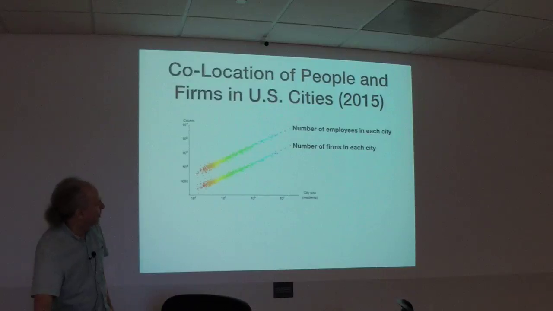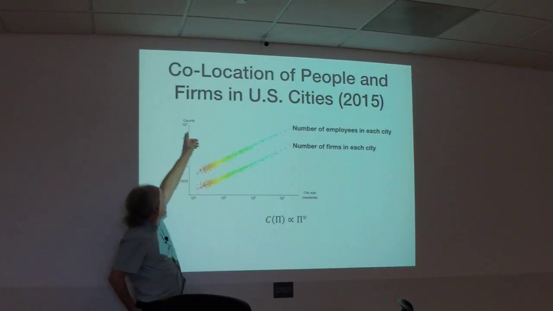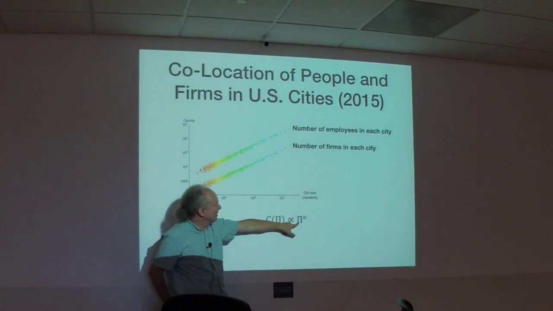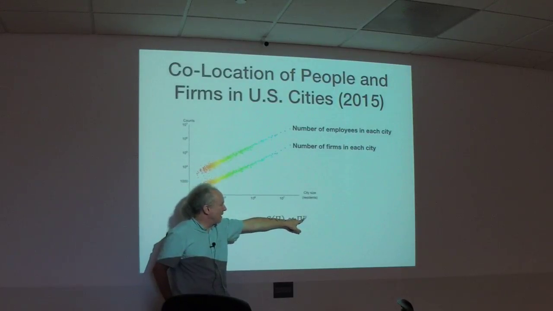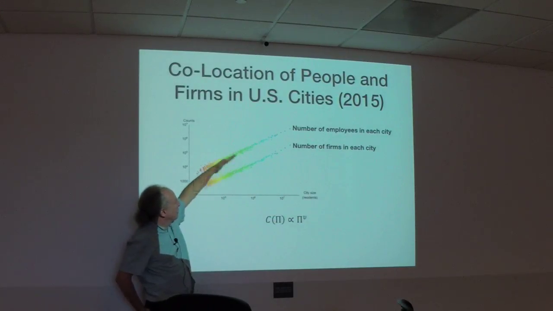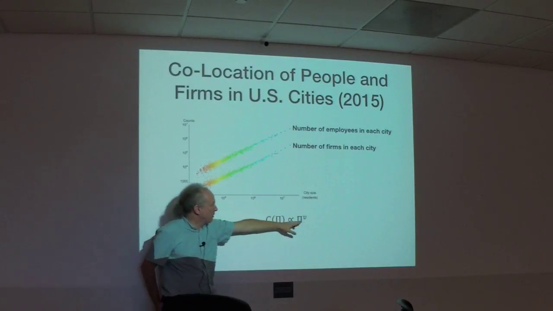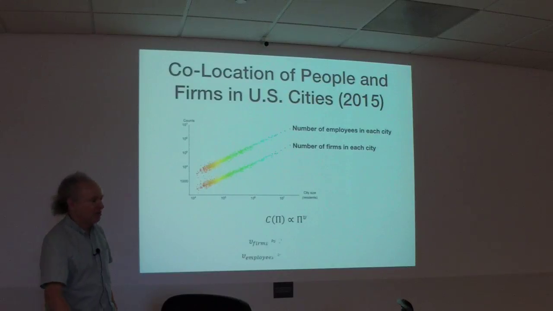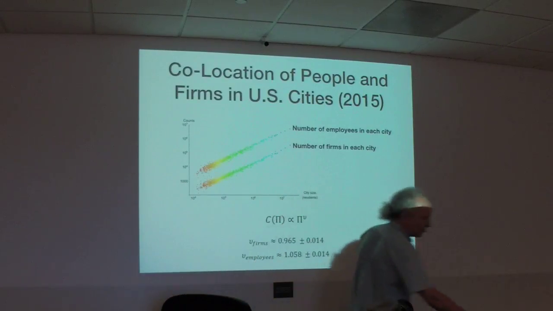What if we estimate the following? Let's say the counts, how many employees and how many firms, go like number of residents to some power. The slope looks pretty close to linear, right? The slope should be about 1. This is very much like the West and Bettencourt work. Actually, it's much like the stuff that they do in this book. So that's why I brought this book out.